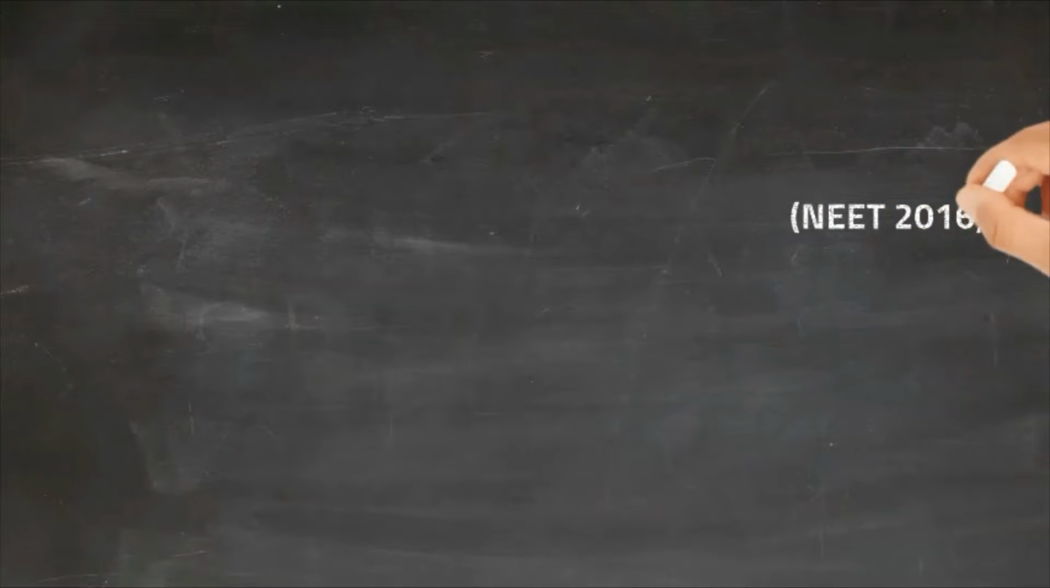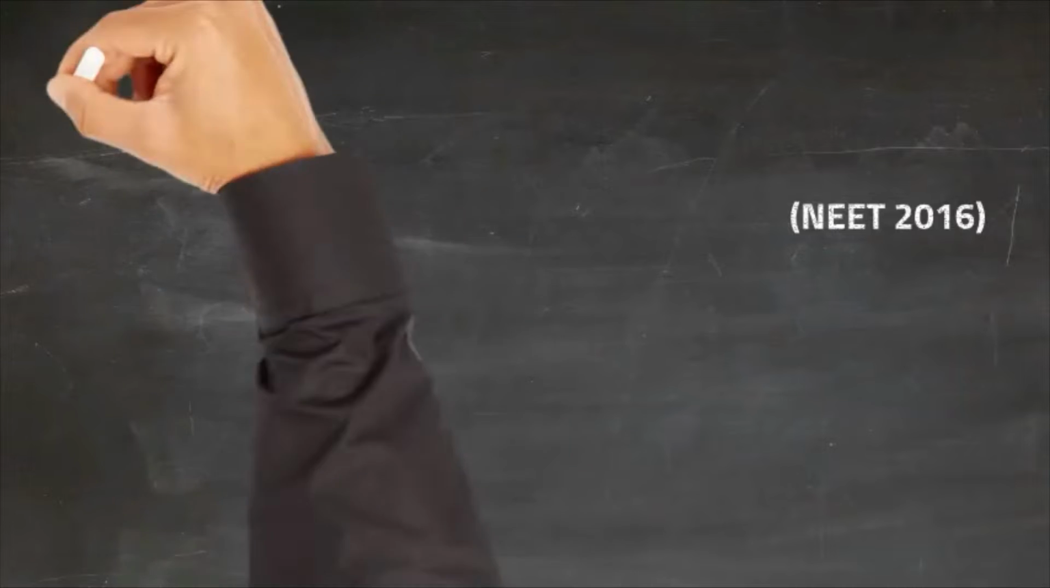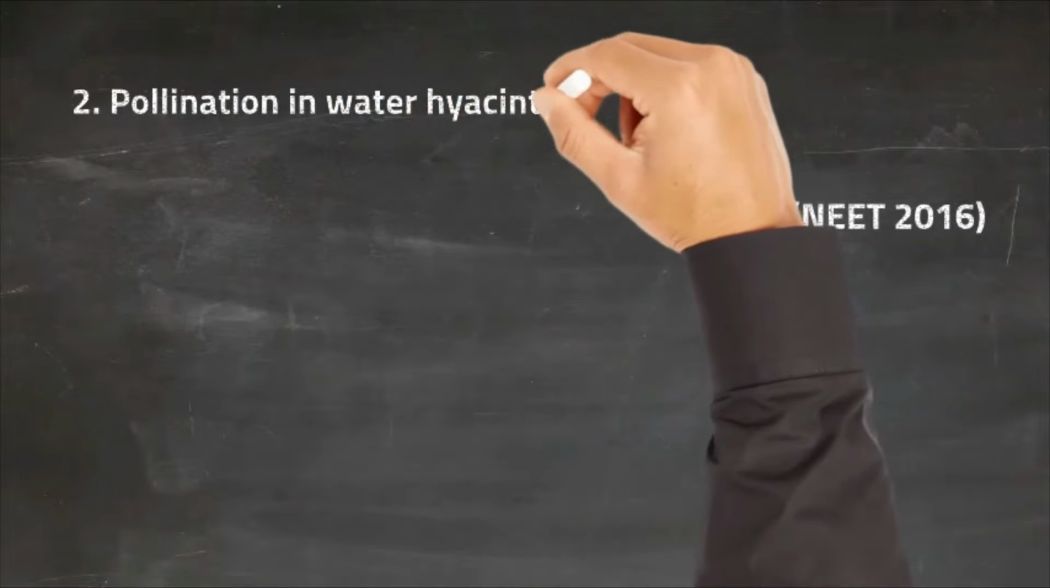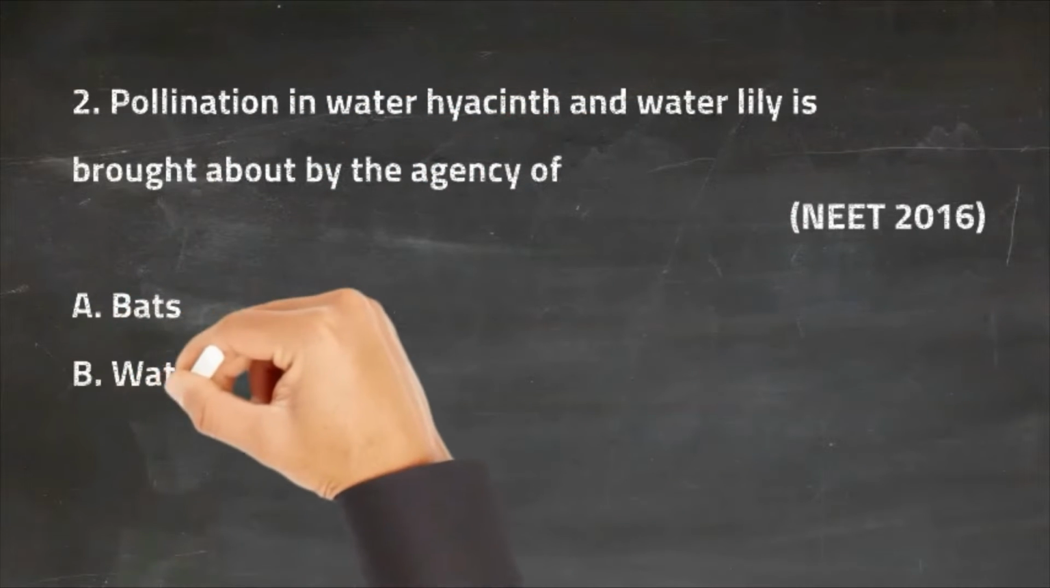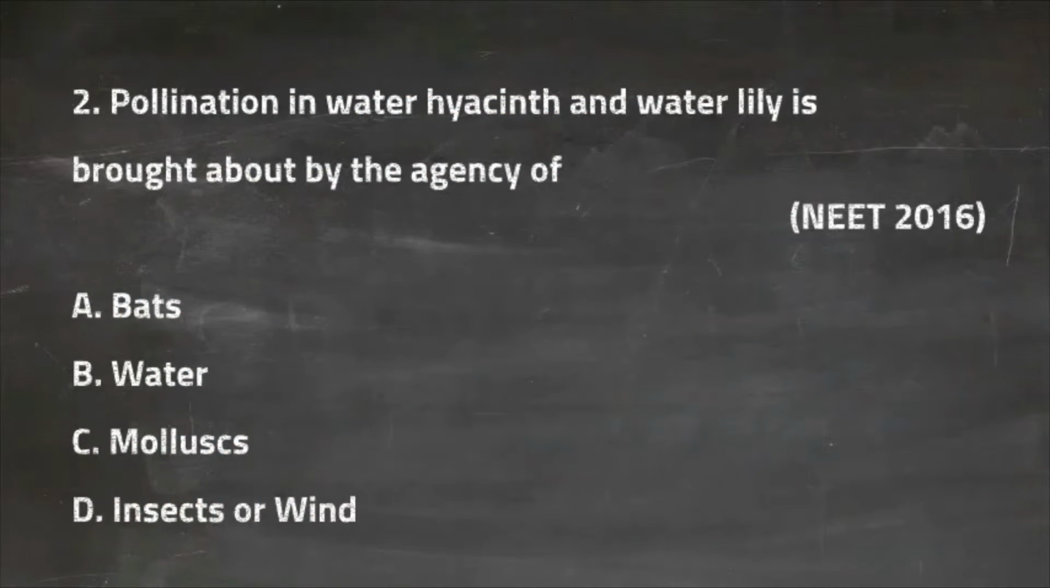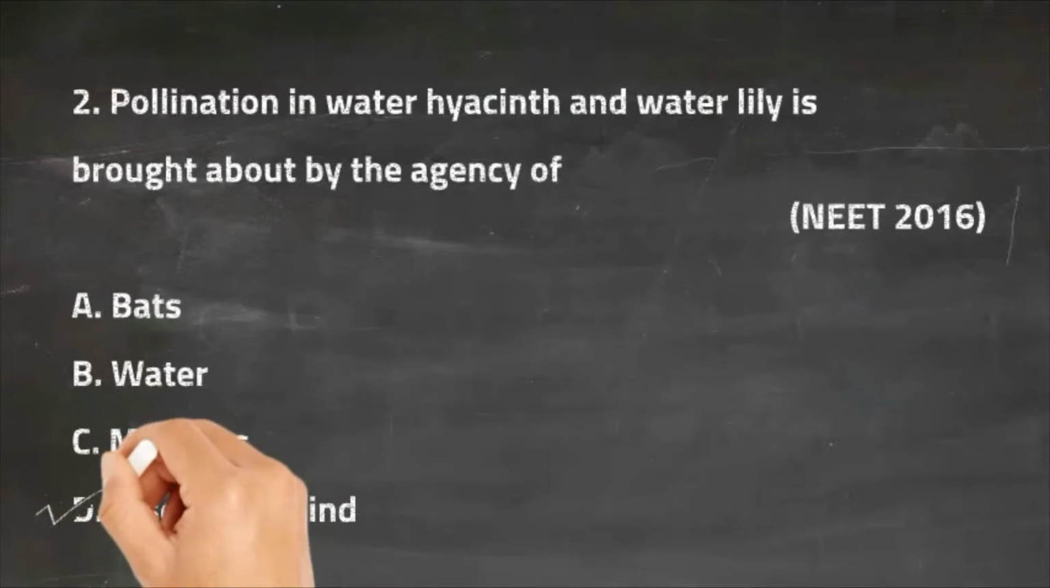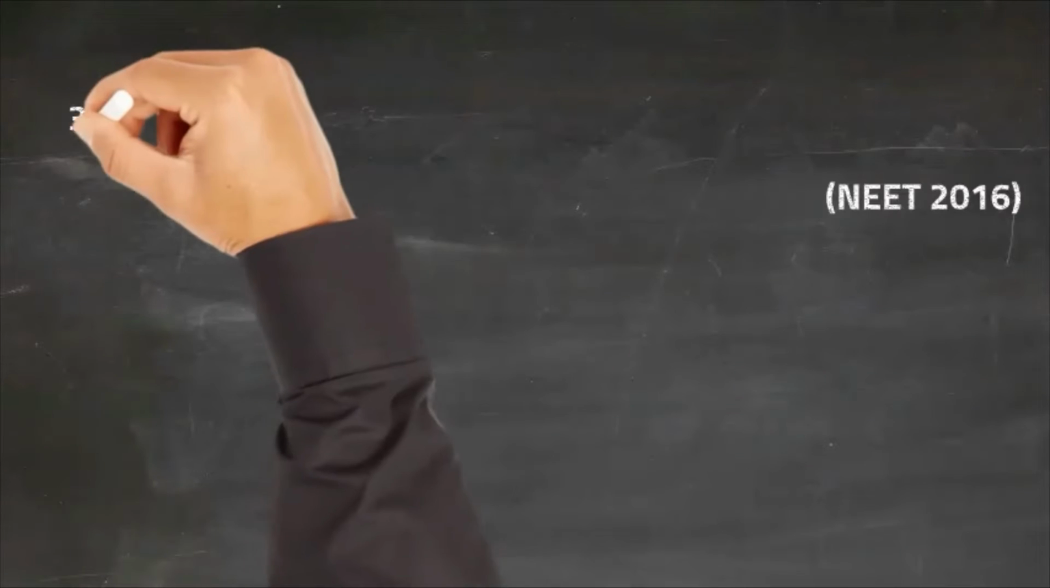So let's move to the second question, and our second question is pollination in water hyacinth and water lily is brought about by the agency of option A is bats, option B is water, option C is molluscs, and option D is insects or wind. So the right answer for this question is option D, and that is insects or wind.